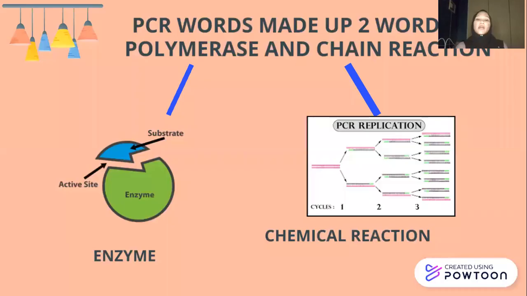Okay, the PCR name is made up of two words, polymerase and chain reaction. The polymerase is an enzyme. The enzyme is the one that makes a new strand, such as DNA polymerase. The chain reaction is a chemical reaction, a process in an exponential way, copying millions of DNA.